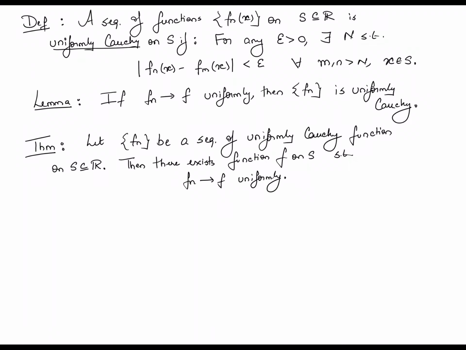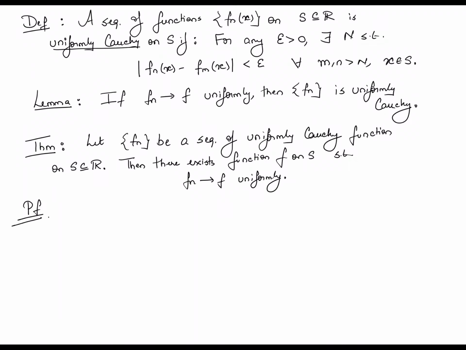Right? So between the lemma and the theorem, what we are basically showing is that uniformly convergent is equivalent to uniformly Cauchy for real valued functions, right? If a sequence of functions converges uniformly, then it's also uniformly Cauchy. That's easy. What we will now prove is that if a sequence is uniformly Cauchy, then it is in fact also uniformly convergent, right? Namely, a limit exists such that fn converges to f uniformly. All right, so here is the proof.